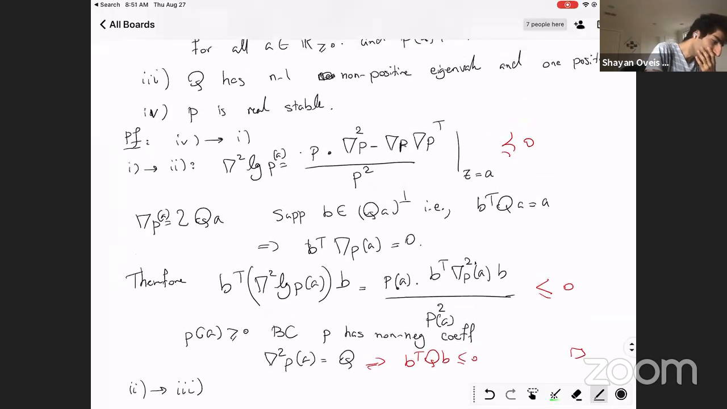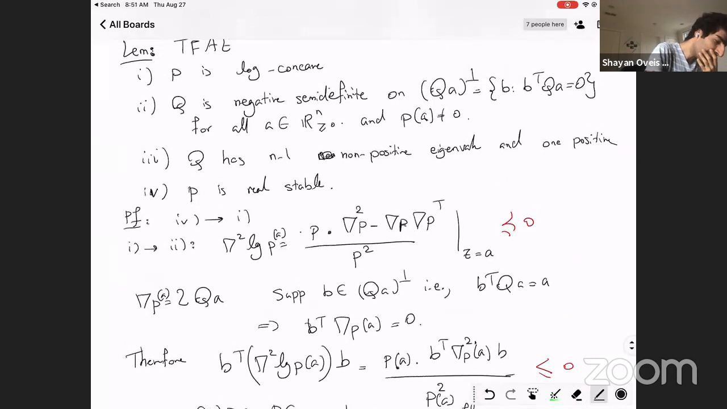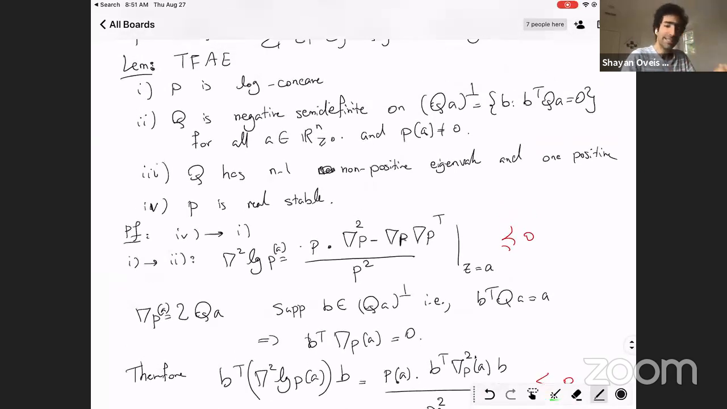So now let's look at the lemma again. Part 2 says that on this linear space, the matrix Q is negative semi-definite. Now, if you think about this linear space, it has codimension 1, or dimension n minus 1, because you're fixing one vector and looking at everything orthogonal to it. So you have this n minus 1 dimensional space on which the quadratic forms are non-positive.